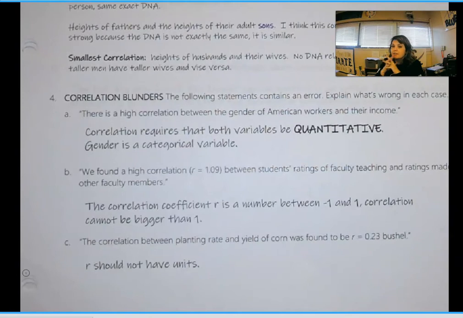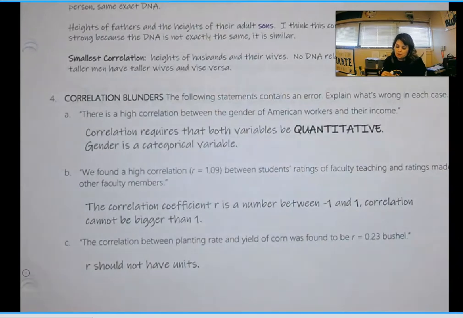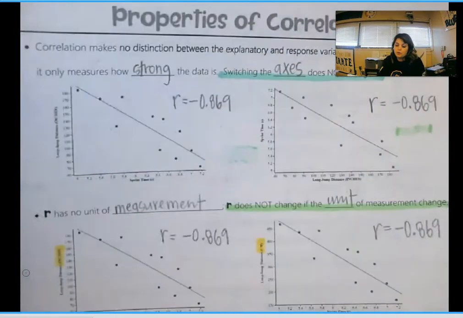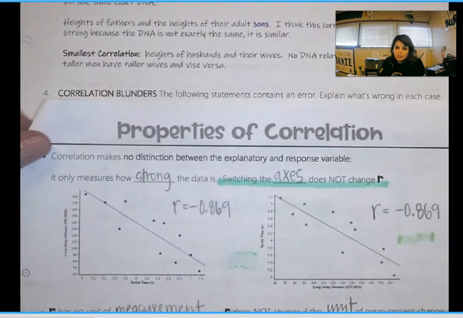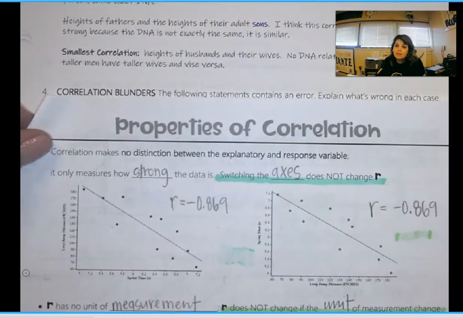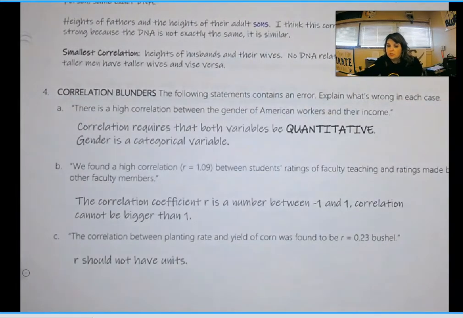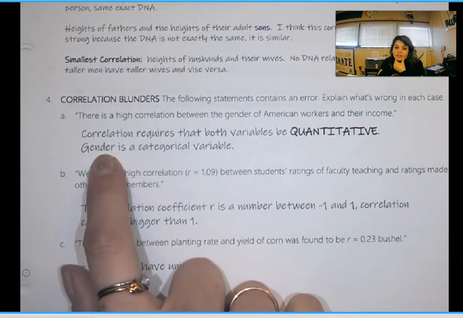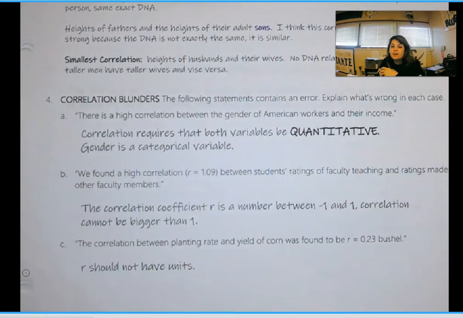So this is the question that made me realize I needed to make it more clear to you guys that when you are calculating R, it has to be between two quantitative variables. So when we did this properties of correlation, I should have added on here that it has to be two quantitative variables. So the first time I did this problem, it was taking me like years because I couldn't quite figure out what the issue was until I realized that gender is categorical. So I can't find a correlation between gender and workers because one of them is categorical.